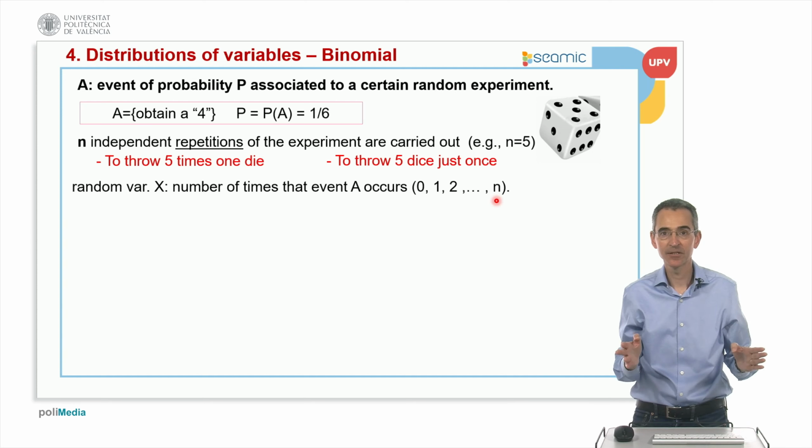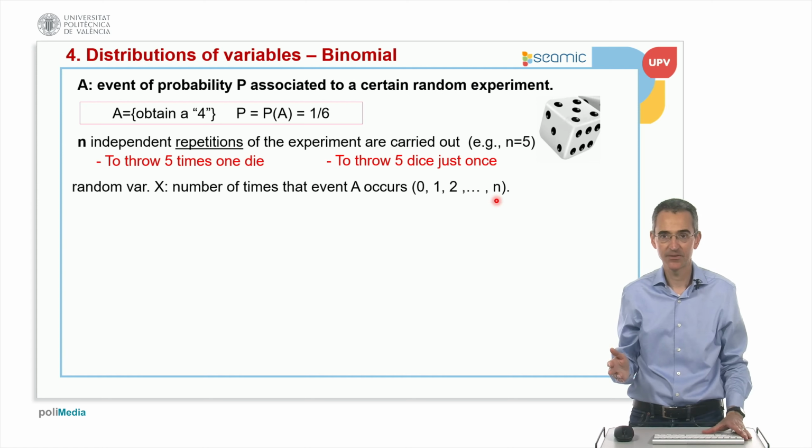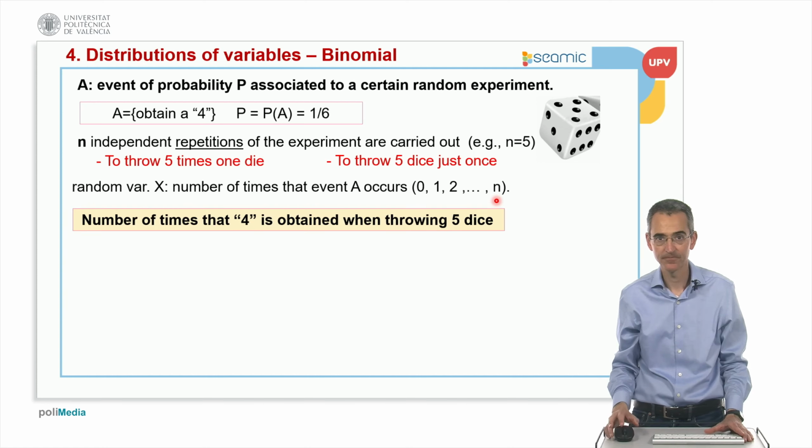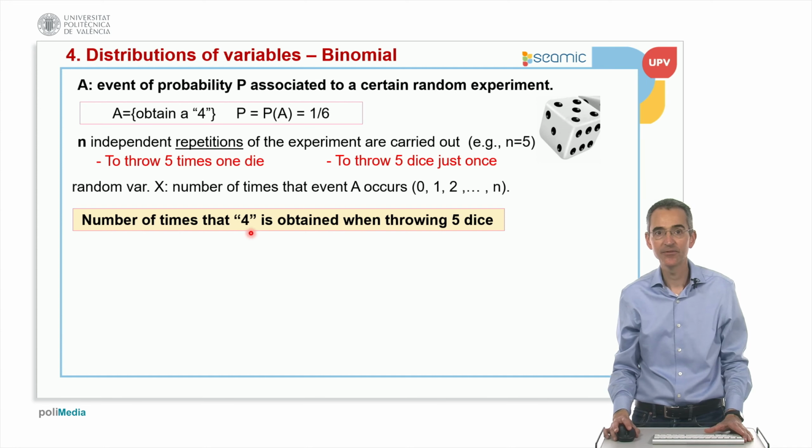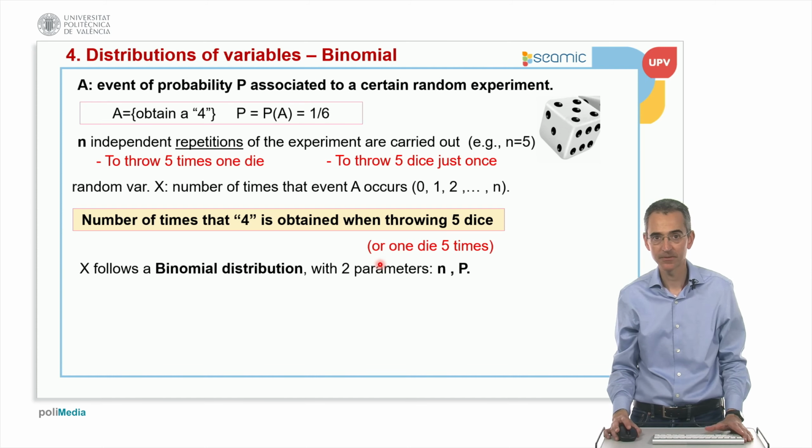If we have a discrete variable that ranges from 0 to infinity, this is a different kind of distribution. So if we have a discrete distribution that clearly has an upper boundary, this is the trick to recognize that it is binomial. Okay, so we can define the variable as the number of times that the value 4 is obtained when throwing 5 dice, which is equivalent to throwing 1 die 5 times.